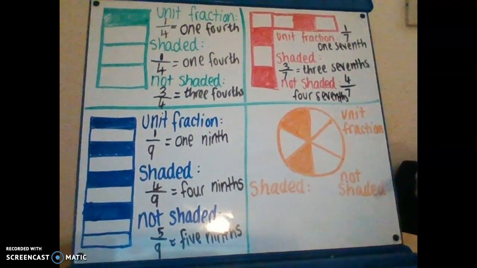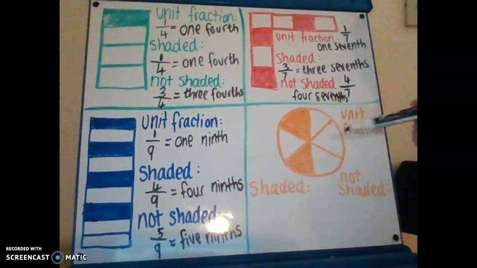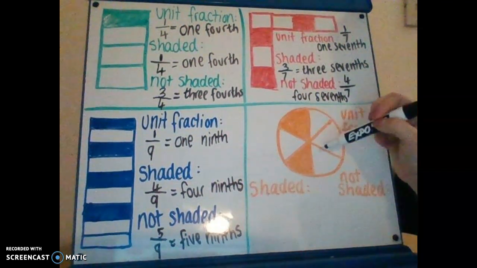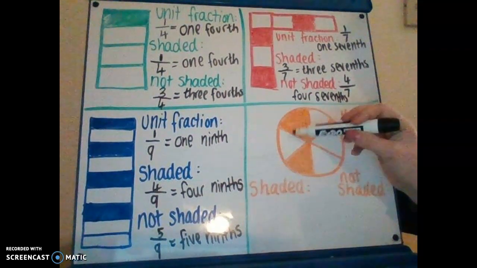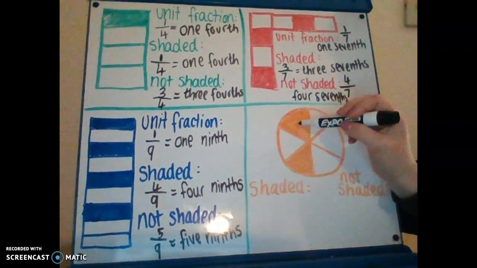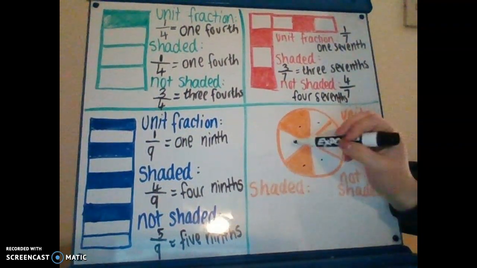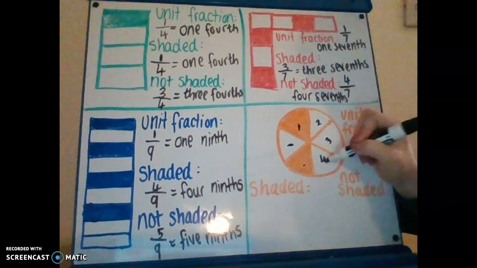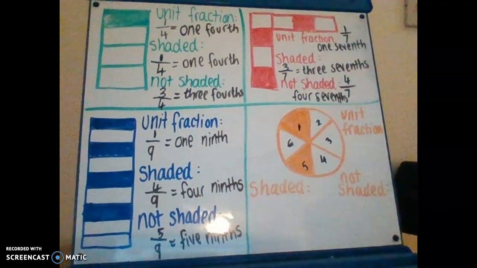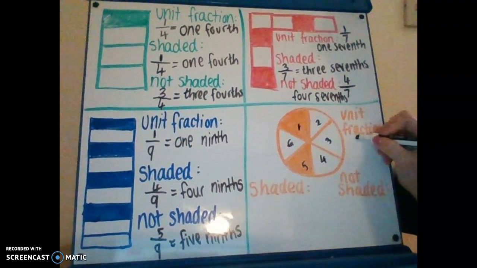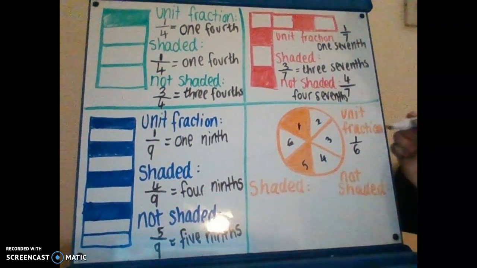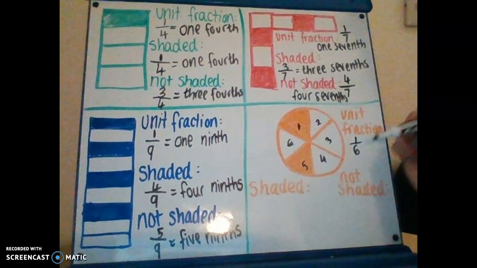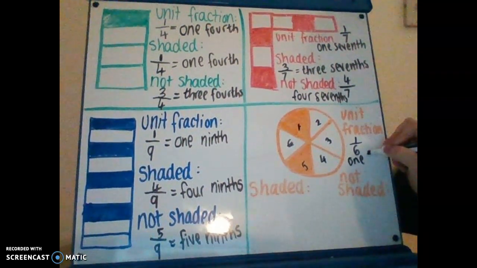Last but not least, down here in the orange, I'm going to use my marker for this one just to make sure that I'm not counting more than once, especially when it's round in a circle. It's easy to go round and round. So 1, 2, 3, 4, 5, 6. So unit fraction, one of these pieces is 1/6. One of them is our unit fraction, 6 equal parts in the whole. So that's 1/6.